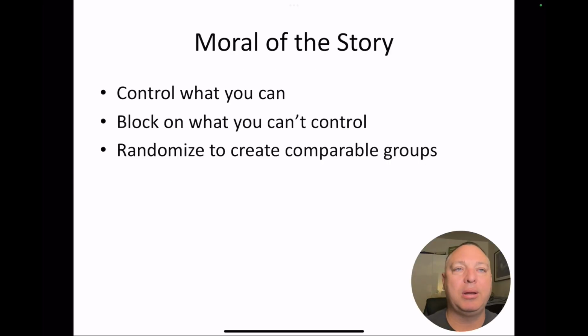So here's the moral of the story. You block what you can't control. You control what you can. You try to make the playing field even. When the playing field is not even, you basically tag the data. You block it out so that you're comparing like things with like things. And you still have to include randomization in there. That's what's going to be your key to control bias.